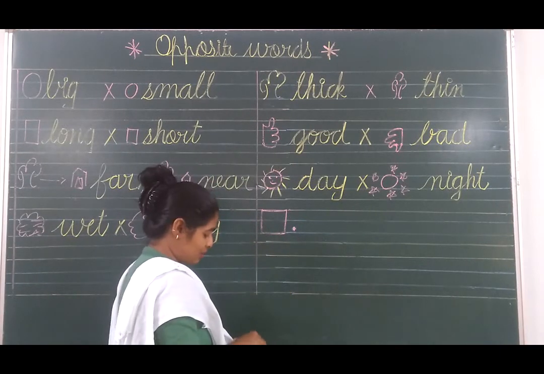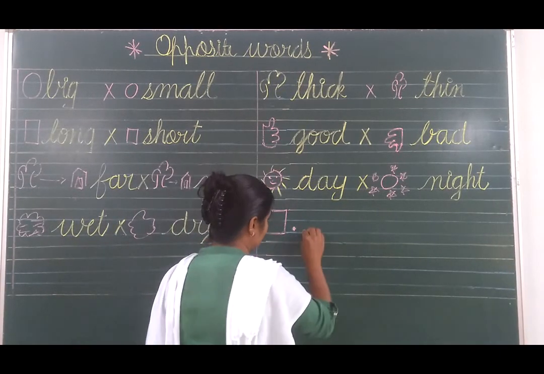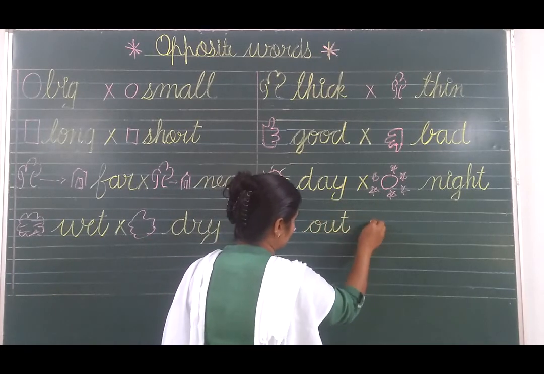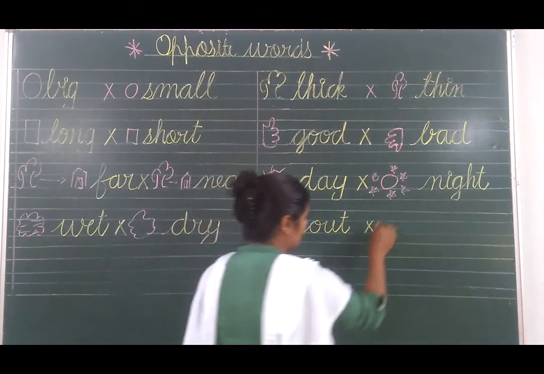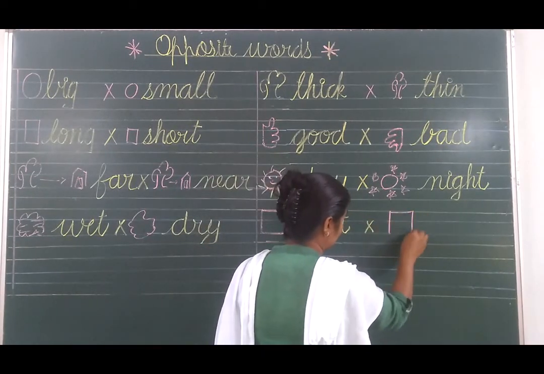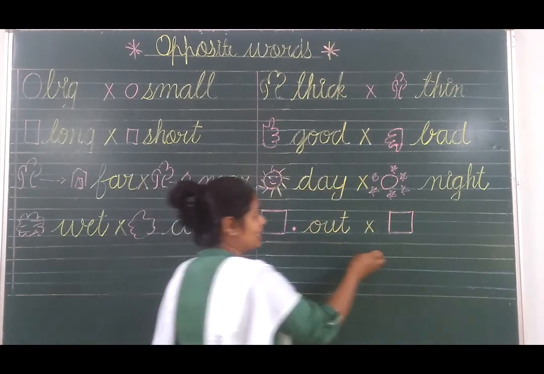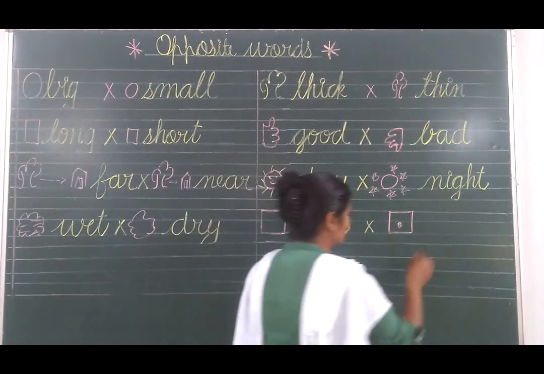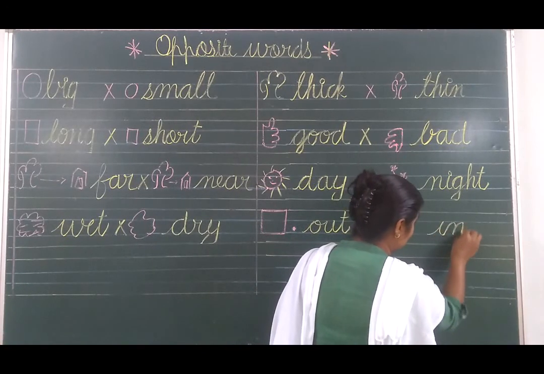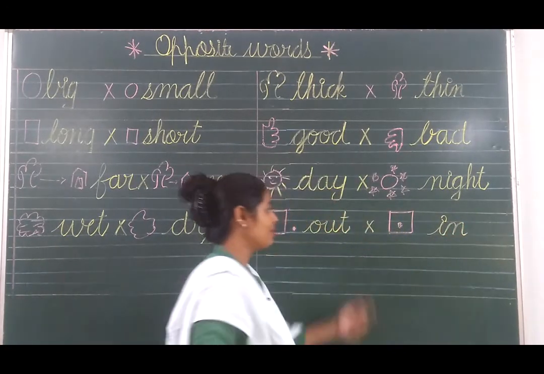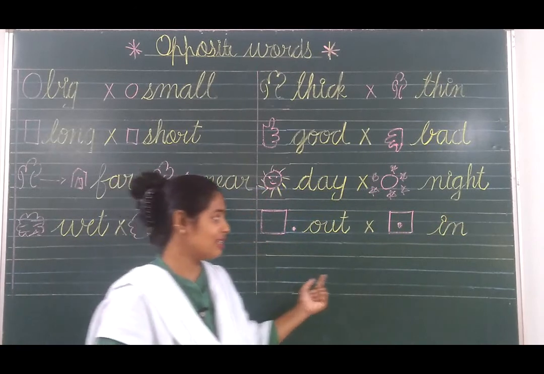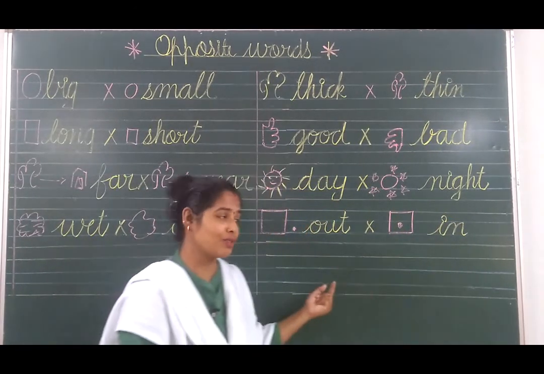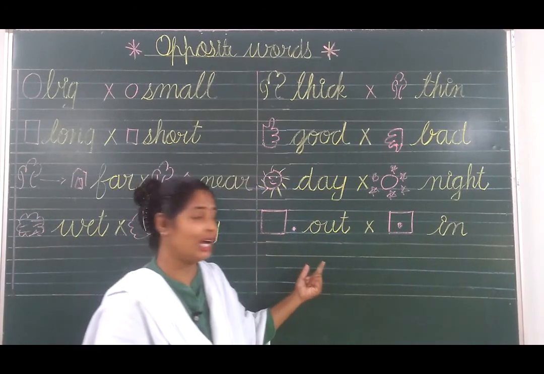Okay. So I will write out. Now this dot is in the box. Okay, so in opposite out, and out opposite in. Ka koi opposite puche to kya hoga out? And out ka koi opposite puche to kya hoga in.